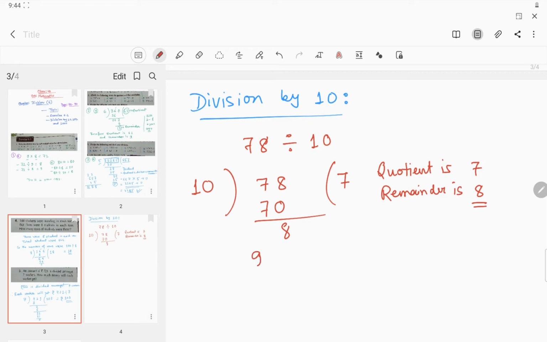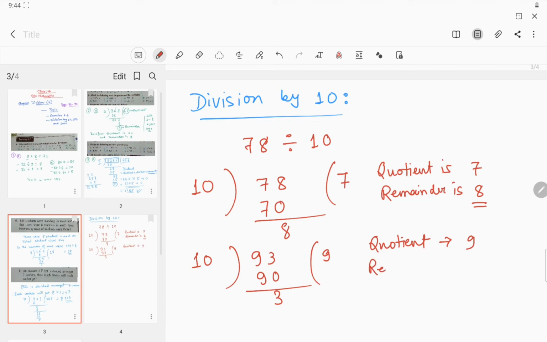If you divide 93 by 10, you will get 9 tens are 90. So the quotient will be 9 and the remainder will be 3.